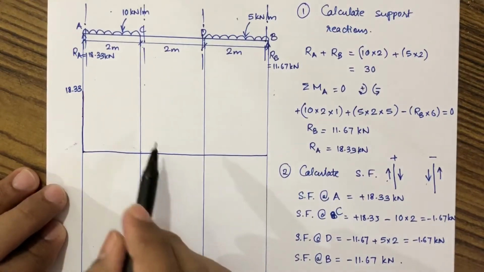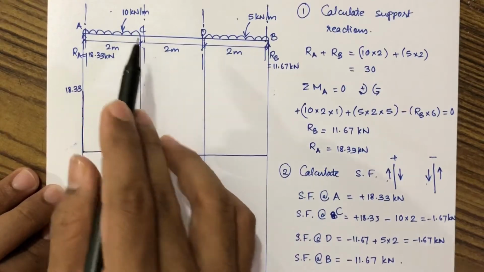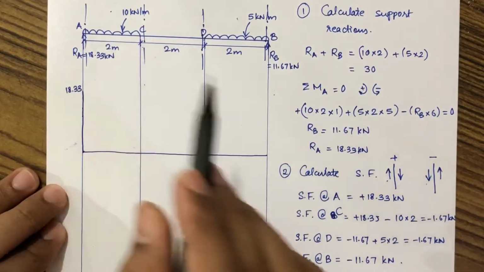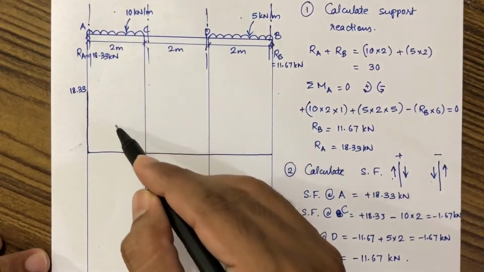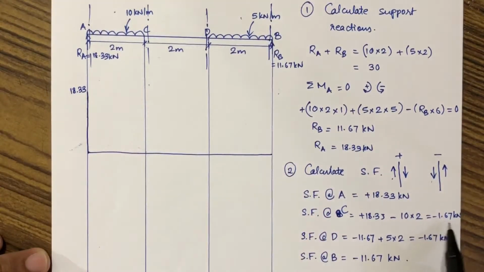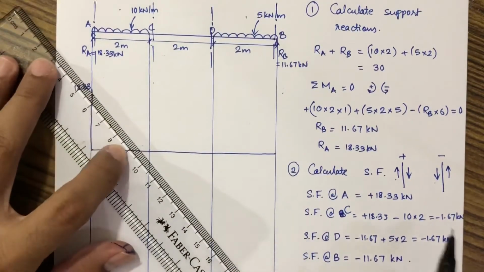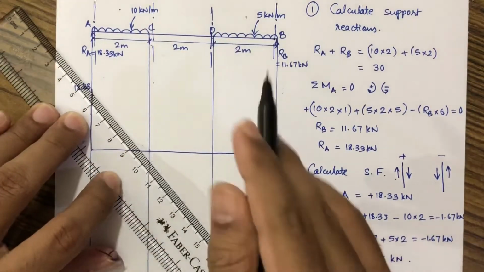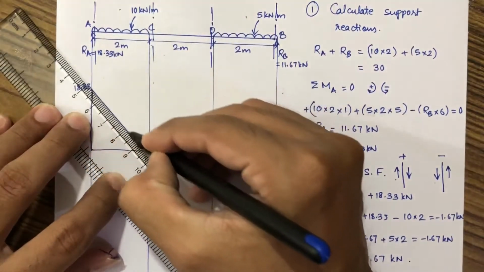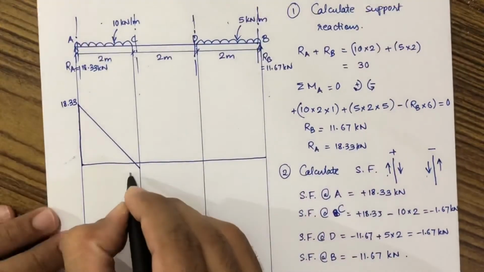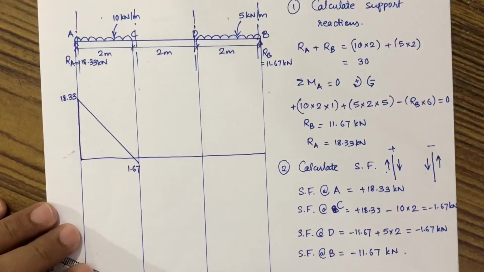Now here the shear force at C, now between A and C there is a UDL. So as there is a UDL, the shear force at C will go constantly downwards till minus 1.67, and it will be a straight line. As it is minus, it will be below this line. So this will be somewhere over here, minus 1.67. This will be 1.67, as it is downwards only, so no need of writing the minus sign.